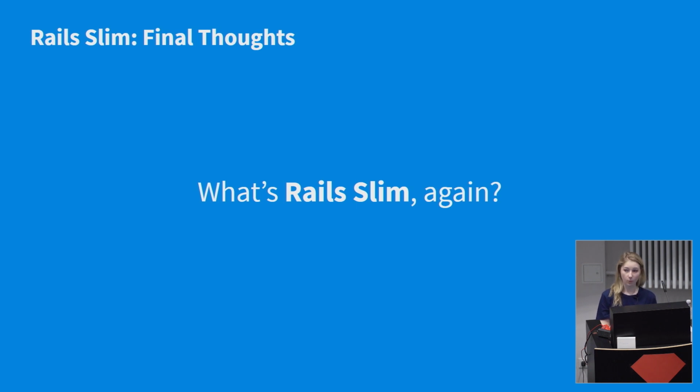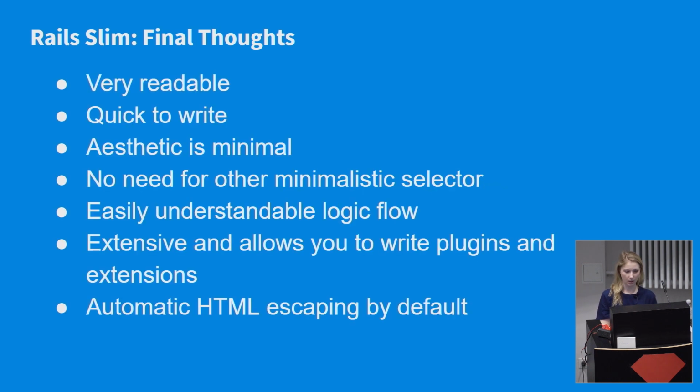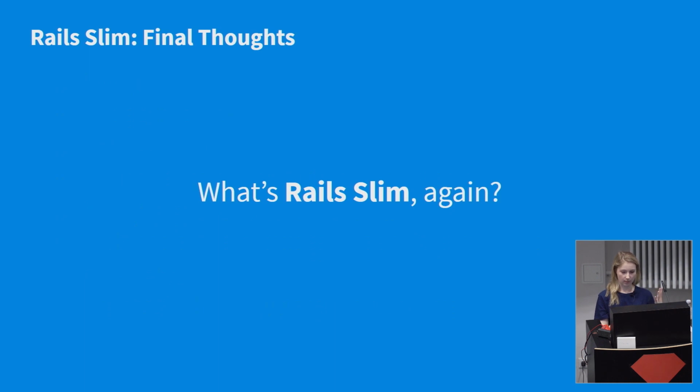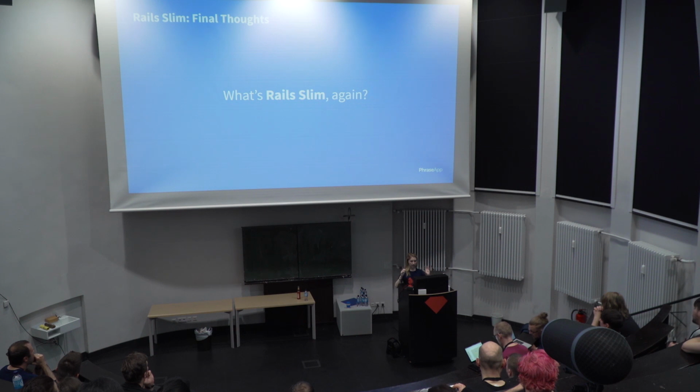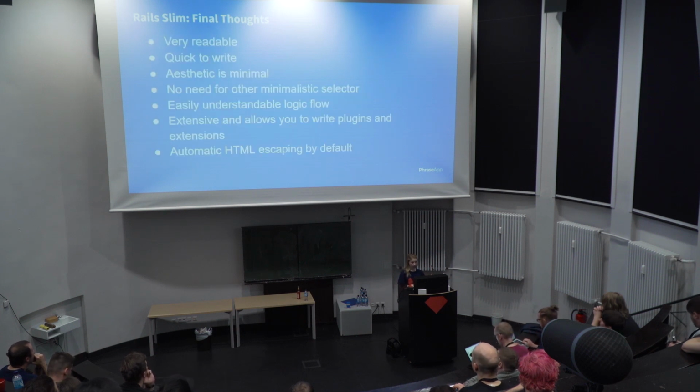So, what's Rails Slim once more? It is a way of compacting. It's templating. Basically, it's close to Haml, and it's a lot neater than embedded Ruby. And it's very readable. It's quick to write. The aesthetic is minimal. And there's no need for minimalistic selectors. You don't have to include div elements. I personally think it's easily understandable, a logical flow.